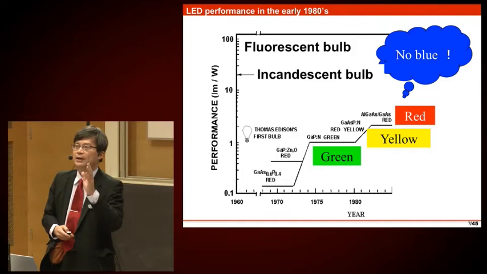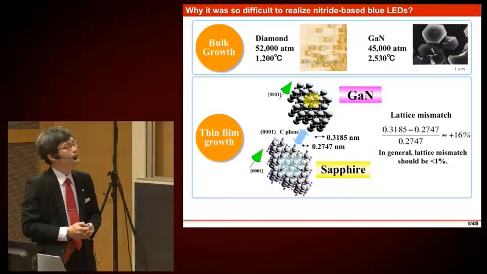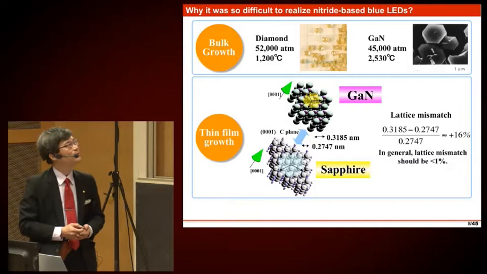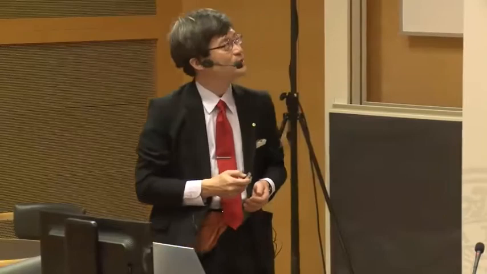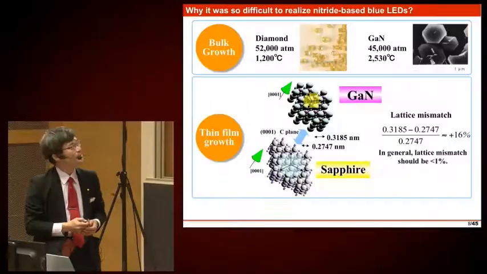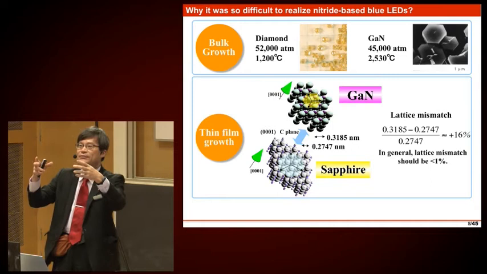Okay, at that time, I would like to explain why the blue emitting material was so difficult. This is today's blue LED material, that is gallium nitride. In order to prepare the large size crystals, we need a very high pressure and a high temperature, which is quite similar to the synthesis of diamond. So, in order to prepare the material, we need the chemical reaction to reduce the pressure and the temperature.